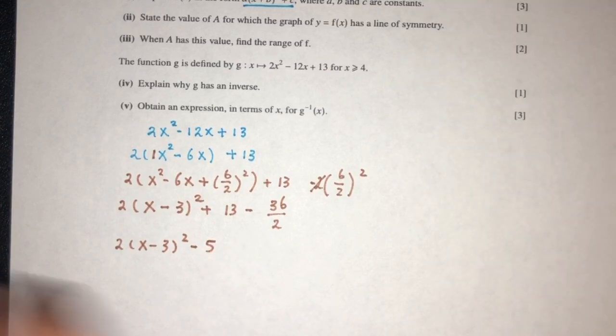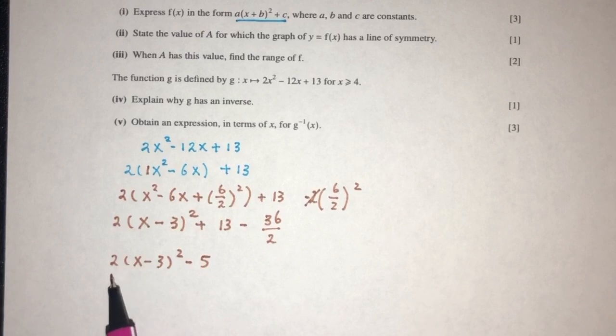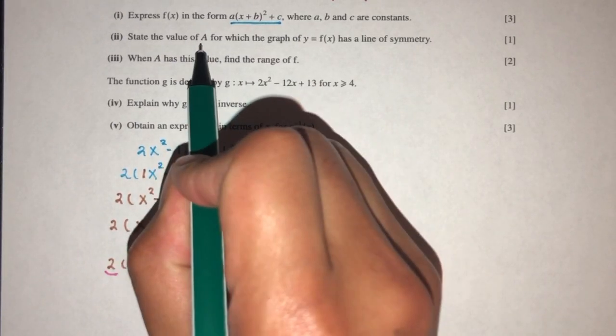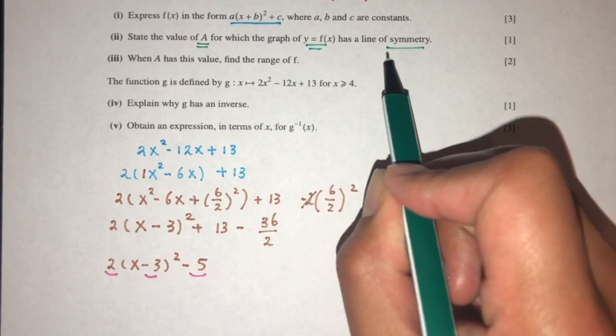Okay, so here we have this in this form where the value of a is 2, b is minus 3, and c is minus 5 by comparison. That will be part 1 of the question. Now for part 2, state the value of a for which the graph has a line of symmetry.